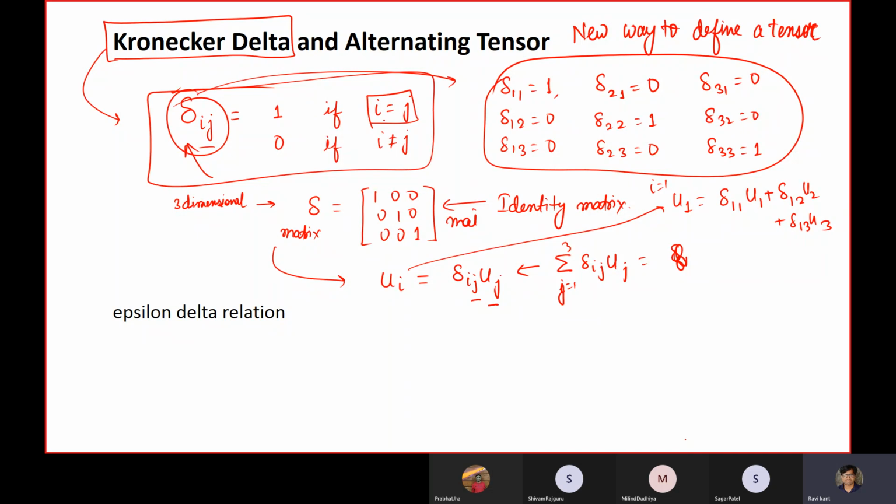So if i is equal to j is equal to 1, then this would be 1 times u1, plus this goes to 0, this goes to 0, so the rest are 0. So I can see each component can be written separately in this fashion. So u2 can again be written as δ21 u1, δ22 u2 and δ23 u3. Again this goes to 0, this goes to 0, this is 1. So again u2 can be written as u2 alone.